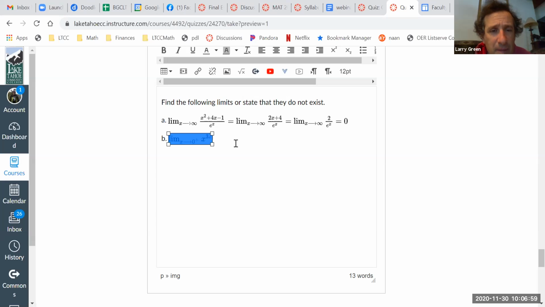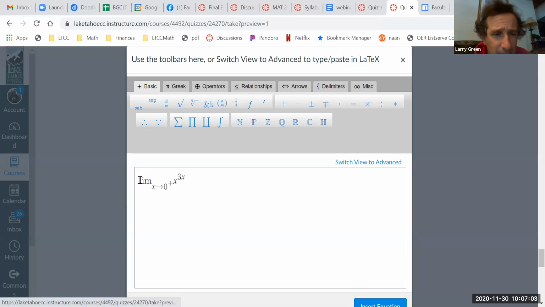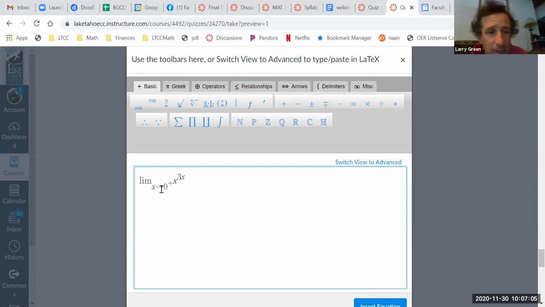Okay, let's look at part B. The key on part B is if you plug in, you get 0 to the 0, and that's a bad thing, right? That means we don't know what it is. So I'm going to write y equals the limit as x goes to 0 from the right-hand side of x to the 3x. What's the trick on this one?